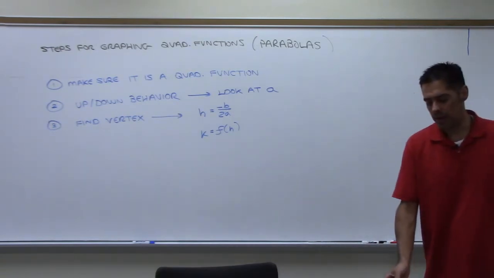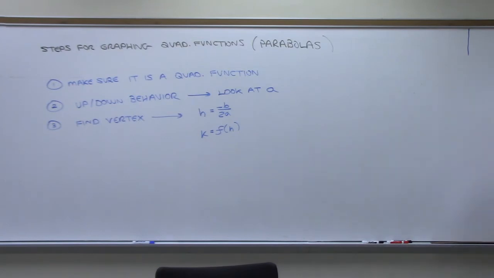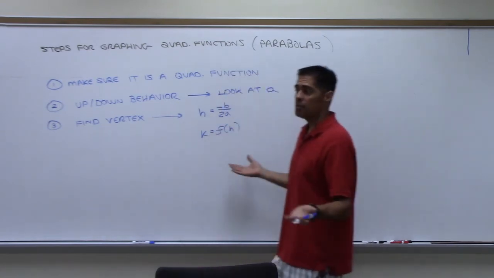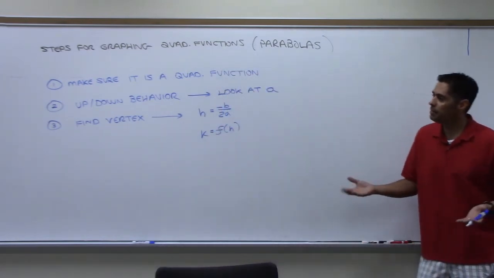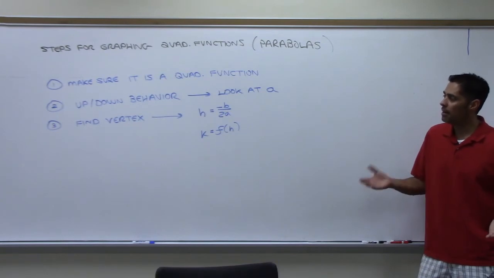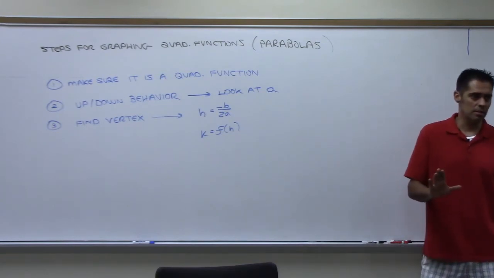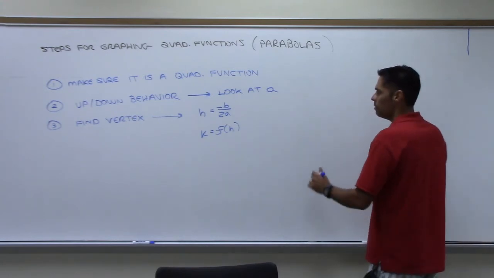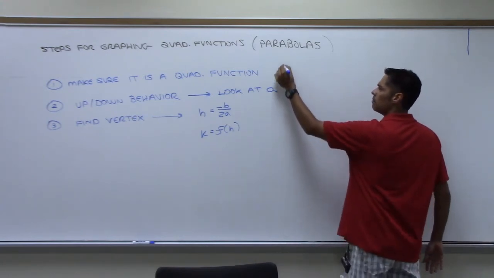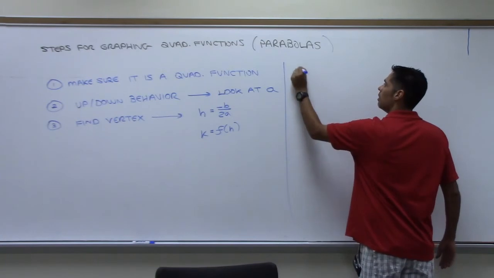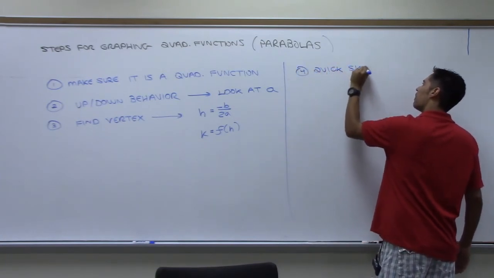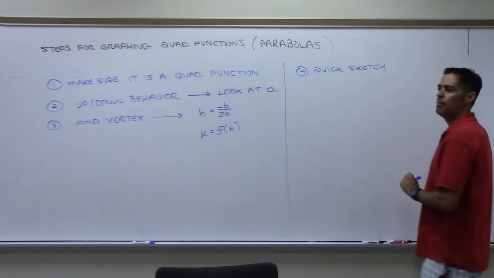What do you think the next step is? Know if it opens up or down. We found the vertex. What's that? The intercepts, right? That would be maybe the most natural thing. That's not what I'm going to tell you to do at this point. Okay, here's what I'm going to tell you to do. What did you say? Graph. That's actually what I'm going to do. I'm going to do a quick sketch.